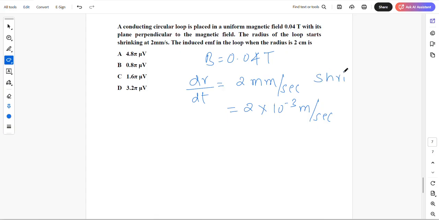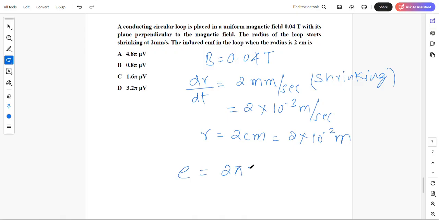Shrinking means the area is getting reduced. Find the induced EMF in the loop when the radius is 2 centimeter. Converted into SI units, 2 into 10 to the minus 2 meter. Now, what is the formula for EMF induced? E is equal to 2 pi r B into dr by dt.